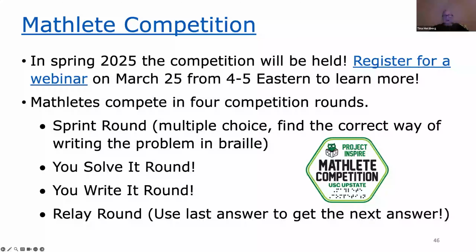So when the students come, they compete in 4 different rounds. So the first one is the sprint round. And so it's multiple choice. So what happens is that, first of all, the math problem is written in words, and then the A, B, C, D, they have to figure out which one is the correct one. And y'all, there are tons of them. So it really is sprint. How fast can your fingers fly over the Braille and find the right one to move to your next one?